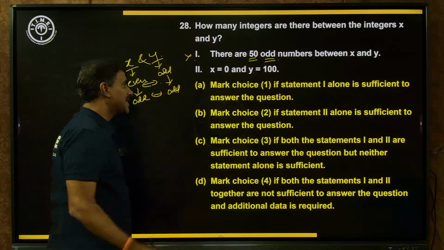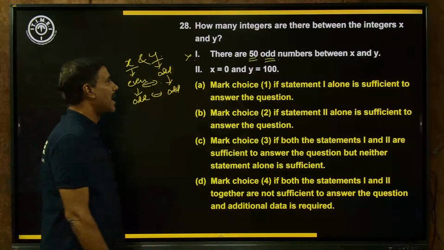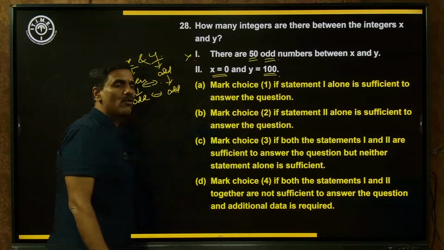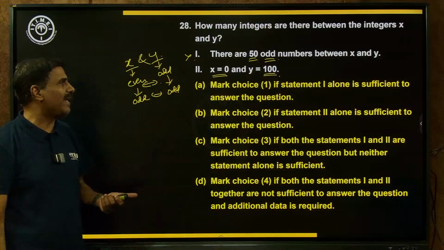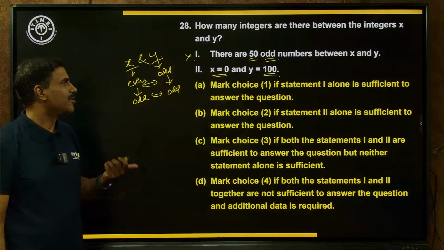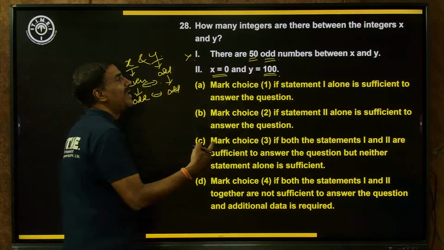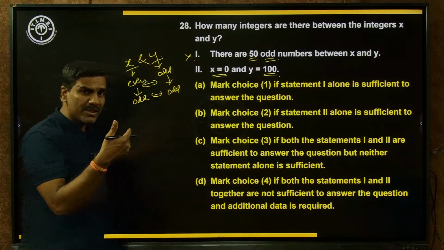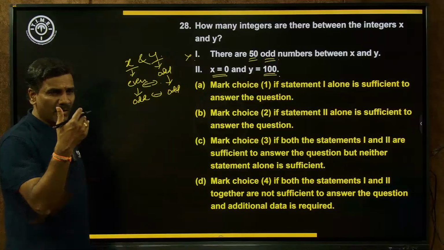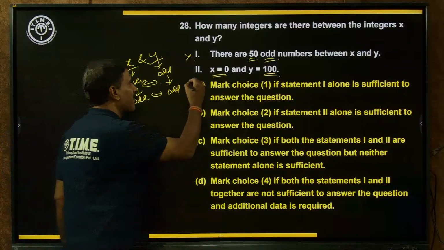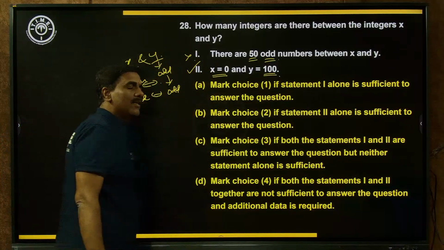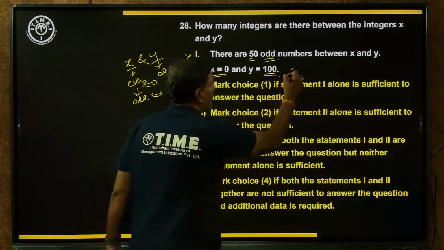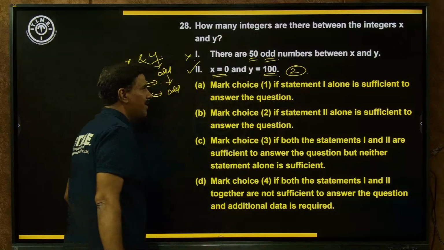If we take the second statement, what is the big advantage? He has already mentioned how much x is and how much y is. So definitely, as we know the x and y values, we can find how many integers are there between x and y. We don't have to calculate how many are there, because in data sufficiency questions we are not interested in what the value or the answer is. We are basically interested in, is the given data sufficient or not? Yes, the second statement is sufficient to answer the question. So the answer should be what? Second statement sufficient, so choice 2, right?